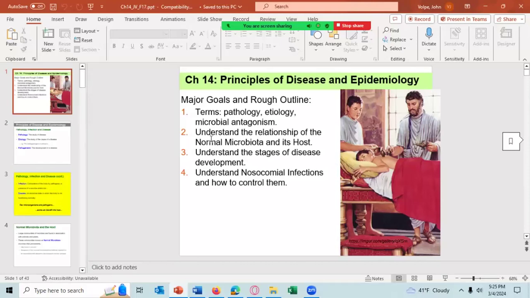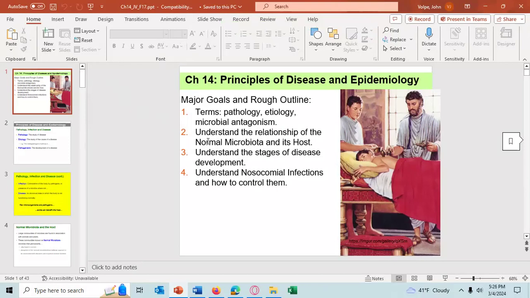The principles of disease and epidemiology. As is normal, I give various terms. I've only got 3 here. However, the terms or the objectives of this class: if you learn the terms of this chapter, you'll learn 50% of the material of this chapter. This chapter is really important on learning the terms. So learn the terms of this chapter.